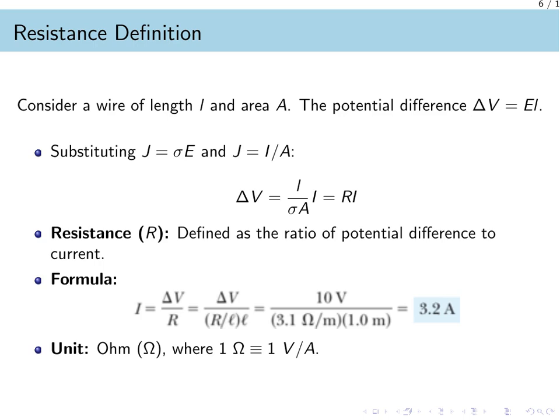We group these geometric and material properties into a single term called resistance, denoted by R. Resistance is defined simply as the ratio of potential difference to the current. The standard unit of resistance is the ohm, defined such that 1 ohm equals 1 volt per ampere. Therefore, the current is equal to the potential difference divided by the resistance.